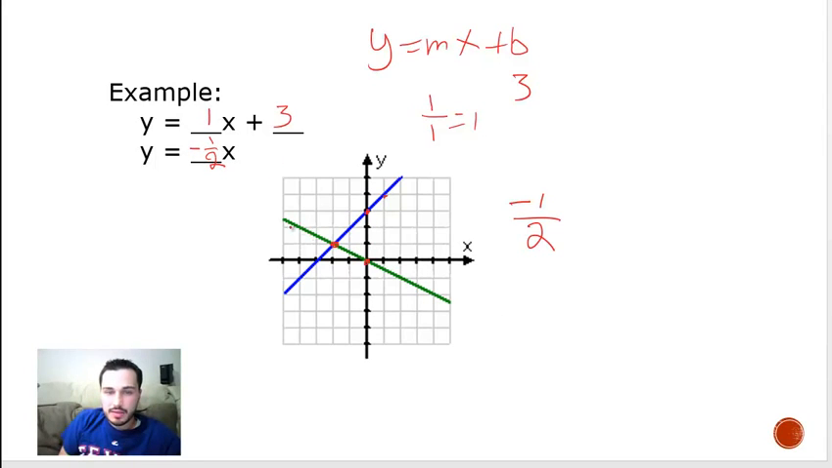Then what's my y-intercept? This line touches the y-axis right here at 0. Well, I don't need to write plus 0. I can just leave it at negative 1/2x. Y equals negative 1/2x. And that's it. That right there is a system of equations.